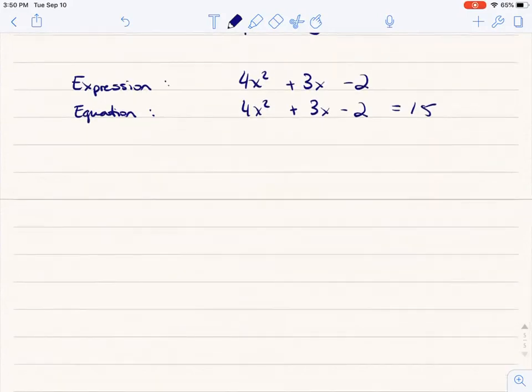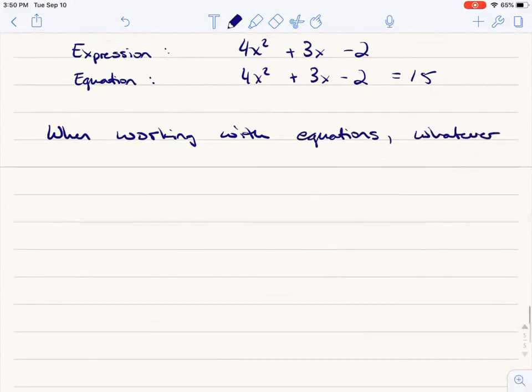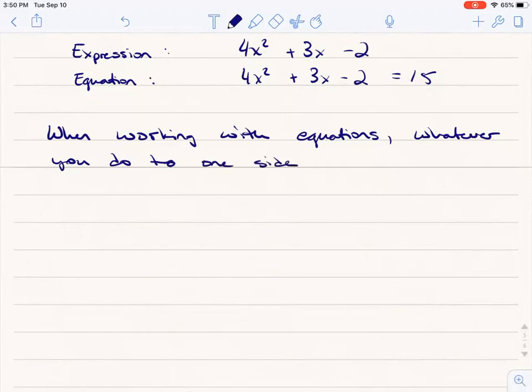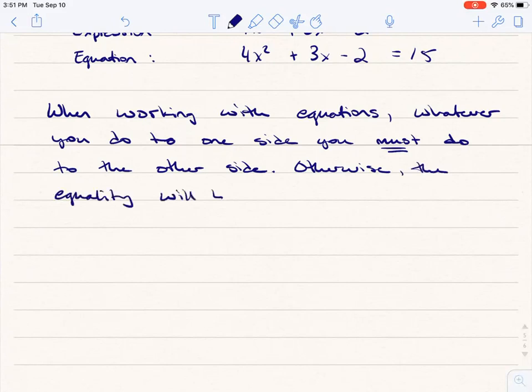So when working with equations, whatever you do to one side, you must do to the other side. Otherwise, the equality, the equal sign, will be lost.